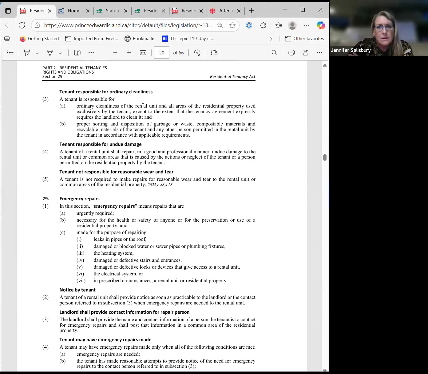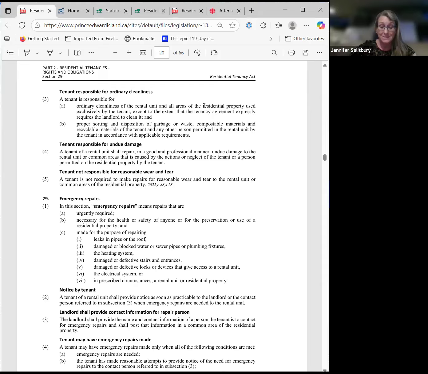Ordinary cleanliness of the rental unit in all areas of the residential property used exclusively by the tenant, except to the extent that the tenancy agreement expressly requires the landlord to clean it. That's fine. Proper sorting and disposition of garbage or waste, compostable materials, and recyclable materials of the tenant and any other person permitted in the rental unit by the tenant in accordance with applicable requirements. Basically, you've got to keep up the unit. You can't be full of trash or garbage, rodents. You cannot do that. And this is exactly why we do periodic inspections.